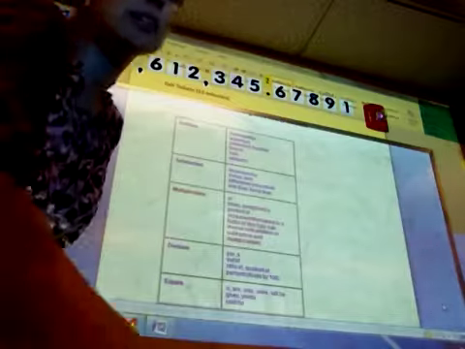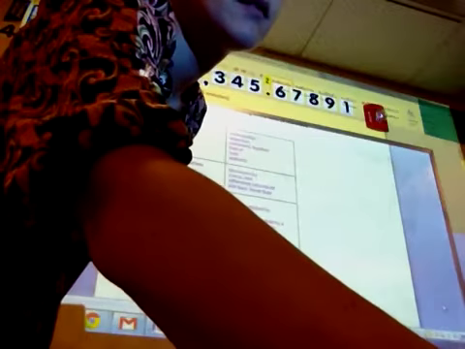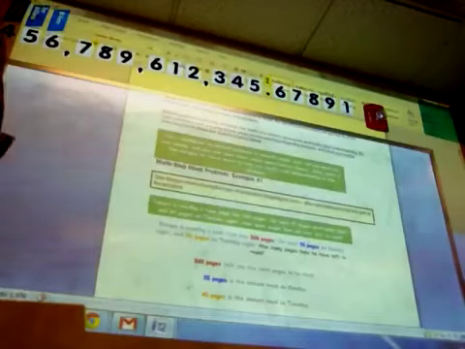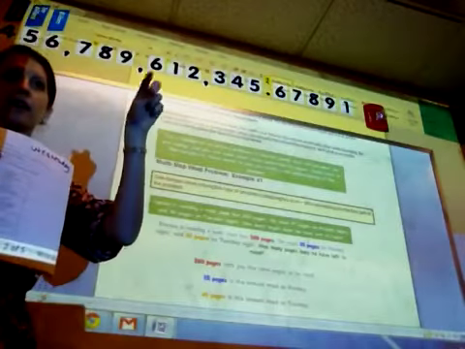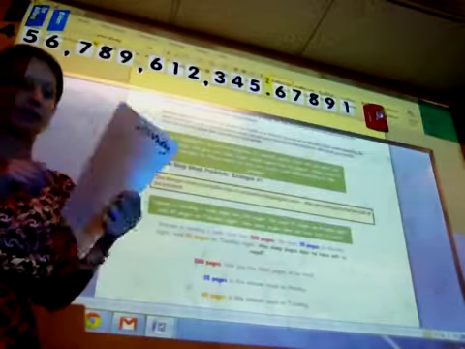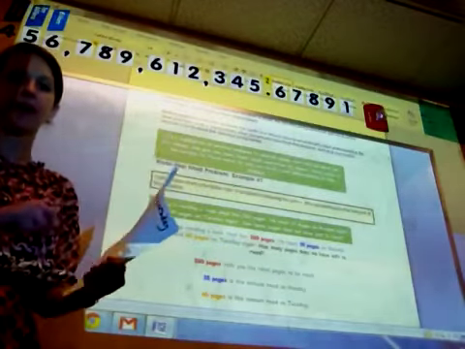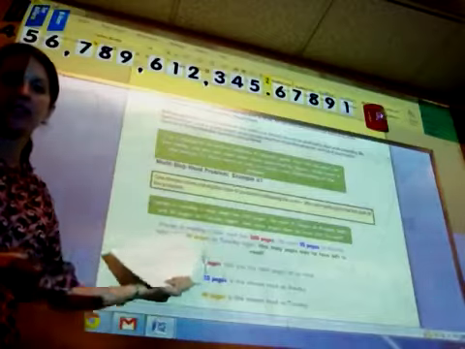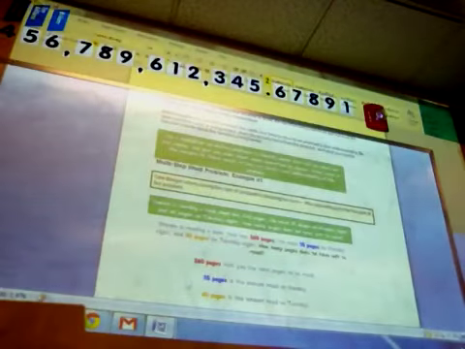So let's go ahead and look at some multi-step word problems. Okay, so you guys should all have this paper. It should be sitting behind the projector where your do now was. Looks like this. So you're going to go ahead and turn to the second page so you can follow along. I know this is kind of hard to see on the screen up there.